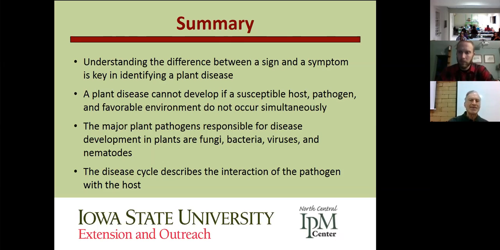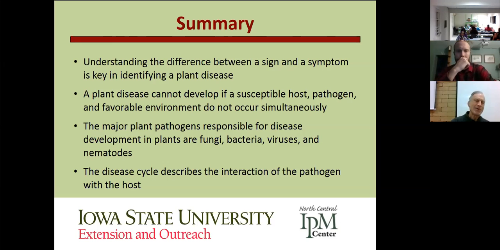So we have the sign and the symptom. The sign is the pathogen. When you see the pathogen, that's the sign. And a symptom is the plant, what happens with the plant, whether it's discoloration or an unusual growth or whatever. And again, a disease requires a susceptible host, a pathogen, and a favorable environment. We'll keep coming back to that.